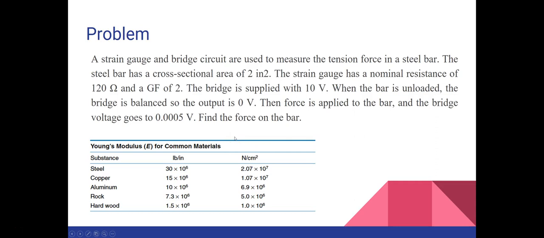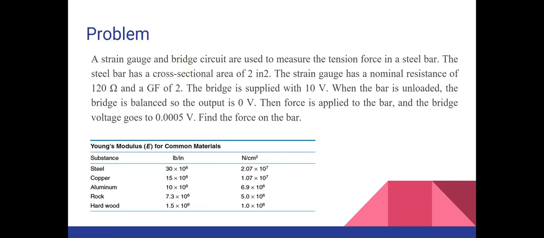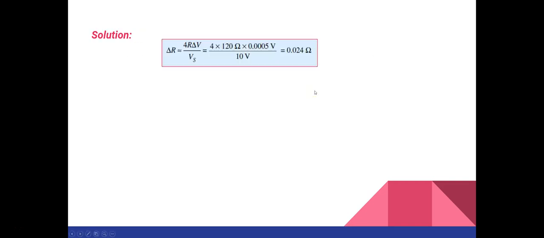So to calculate the force on the bar, we will use the formula which we have seen previously. And here, if you notice that we are using the steel bar, so for steel bar we'll be using this value. So let's see. First you are going to calculate the change in the resistance. So R is already given in our problem, which is 120 ohm. Delta V is the change which has happened, and it is this value, and Vs is the supply voltage which is given in your problem. The bridge is supplied with 10 volts. So we have this, so this is the change in the resistance.